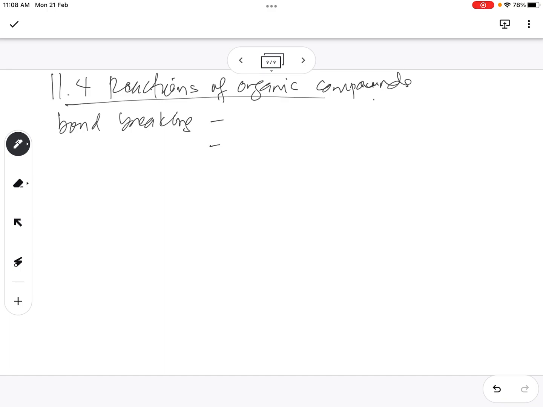There are two types of bond breaking. One is called homolytic cleavage. The other one is heterolytic cleavage. Homolytic cleavage and heterolytic cleavage. So first we look at homolytic cleavage.